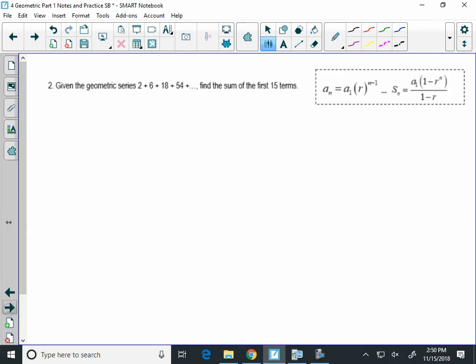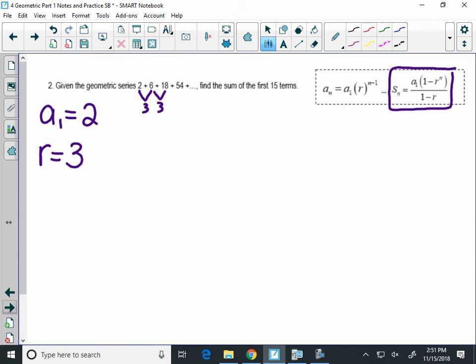All right, let's look at number 2. It says, given this geometric series, 2 plus 6 plus 18 plus 54, find the sum, so again, we're using the series formula, of the first 15 terms. Let's write down what we know. We know the first term is 2. We know the common ratio here. I have to do 2 times 3 to get to 6. So the common ratio is 3. And the value of n that we're looking for is the 15th term, the sum of the 15 terms.